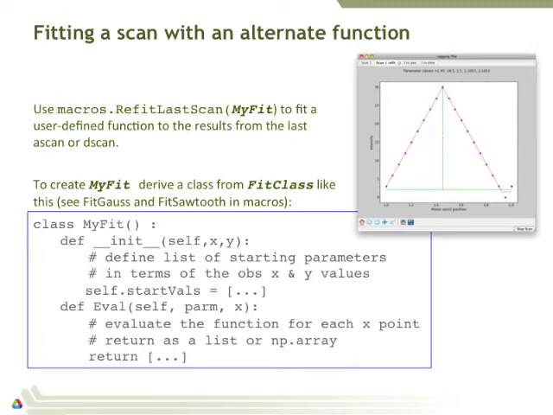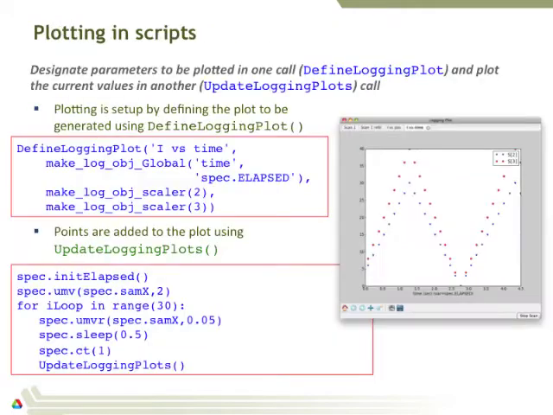So here I've taken the previous scan and I've refit it with a sawtooth. And if you look at the code, you'll find the full example code for defining the sawtooth.